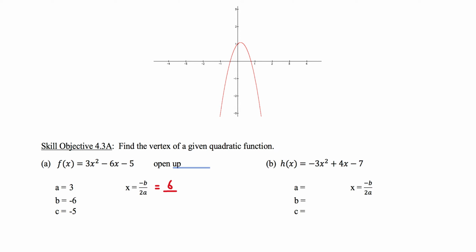All right, and then on the bottom, we're going to do 2 times our a value. So what is our a value? Our a value is 3, so 2 times 3 is going to also give me 6.